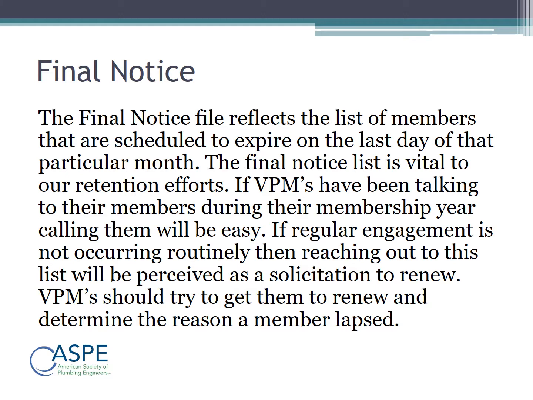The final notice reflects the list of members that are scheduled to expire on the last day of that particular month. The final notice list is vital to our retention efforts. If VPMs have been talking to their members during their membership year, calling them will be easy. If regular engagement is not occurring routinely, then reaching out to this list will be perceived as a solicitation to renew. VPM should try to get them to renew and determine the reason a member has lapsed.